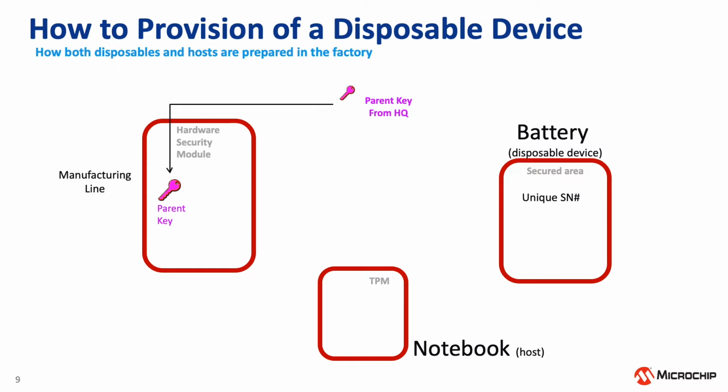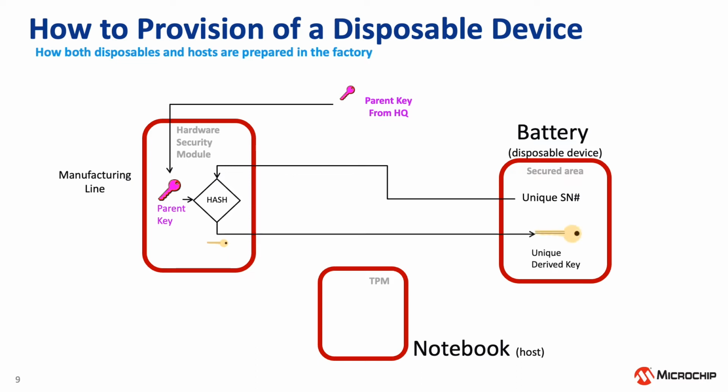And that manufacturing line is going to start making batteries. And the first thing it does is it asks the battery for its unique serial number. That serial number goes over to the hardware security module. And inside that security module, the unique serial number gets hashed with the parent key, creating a derived key. That derived key is unique to the battery. And that derived key gets injected back into the battery. And also on that manufacturing line, that parent key is securely injected into the TPM of the notebook. And this all happens on the manufacturing line.